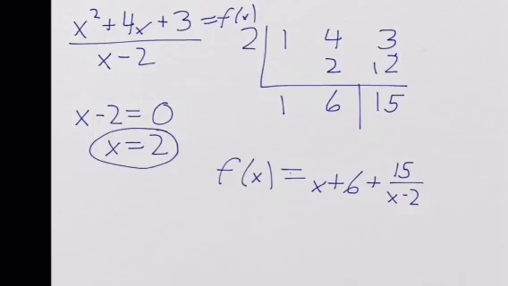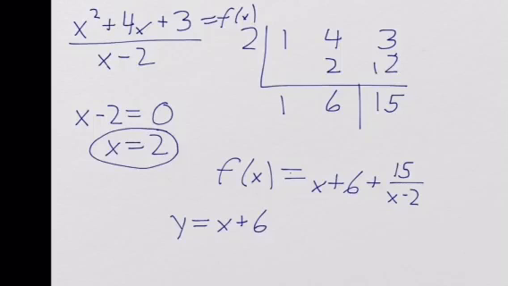But now we start thinking, what's going to happen as x gets really big? And we'll start to notice that if x gets really big, that remainder fraction at the end is going to get really small. So the function is going to get really close to that x plus 6. So we can say that y equals x plus 6 is an asymptote of the function.